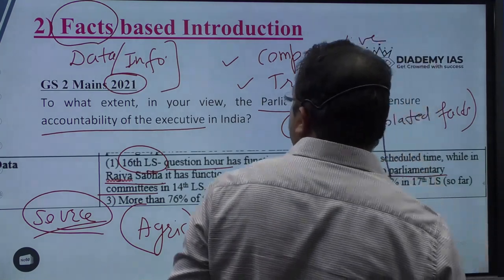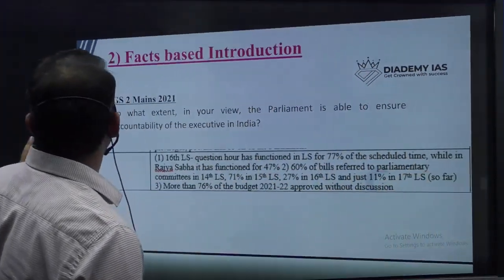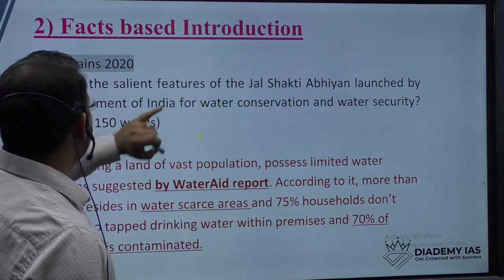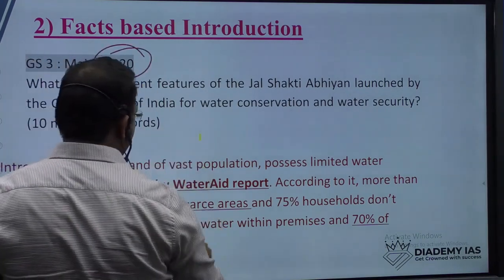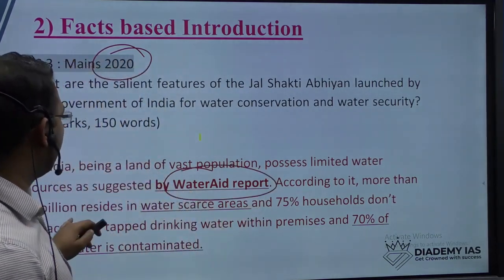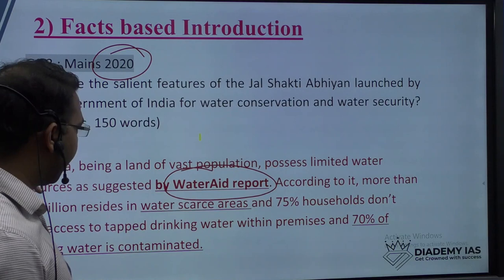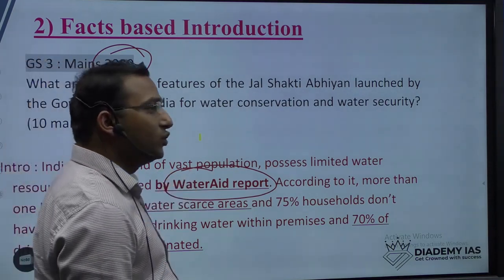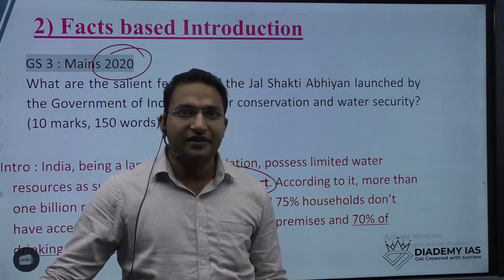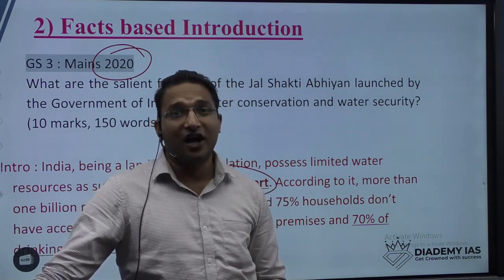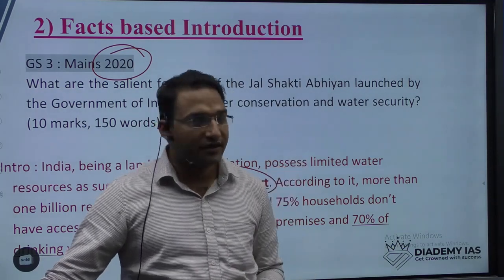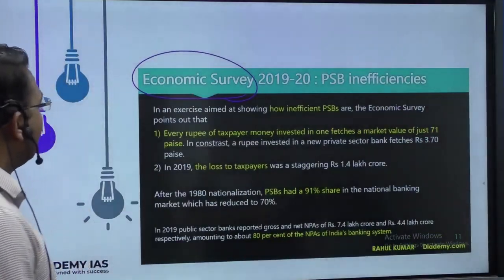Okay, next is another question, a facts-based introduction, a 2020 question. Here I have shown you, just to give the idea of the report name, how to write the report name, as suggested by this report, as per this report. For reports you can use the Economic Survey, the Budget, or any recent report given by any agency like the RBI on financial inclusion. There are many statements. Economic Survey.